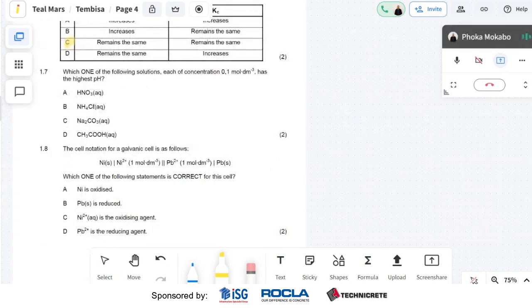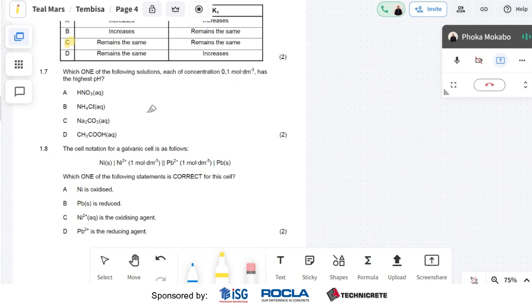Question 1.7. Okay, which one of the following solutions, each of concentration 0.1 decimeters cubed, has the highest pH? Okay, highest pH would be referring to which are most basic, right? So we can cross out A because A is a strong acid and will definitely not be part of it. We can also cross out D, which is another form of an acid, in favor of either B or C.